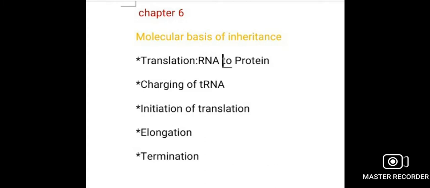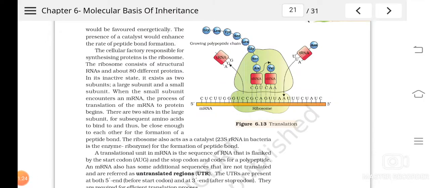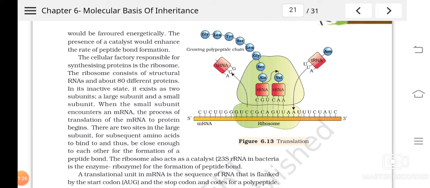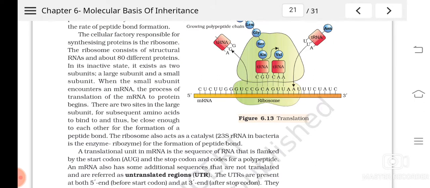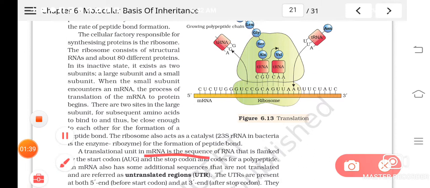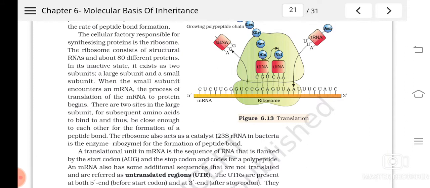Okay, you can see the diagram of a ribosome here and the translation unit here. And a translation unit in mRNA contains a start codon, okay, and a stop codon, okay, and in between them some codons that have to be translated. Understood? So in a translation unit, what all are there? There will be a start codon, and then a stop codon, and in between them a number of codons that have to be translated.